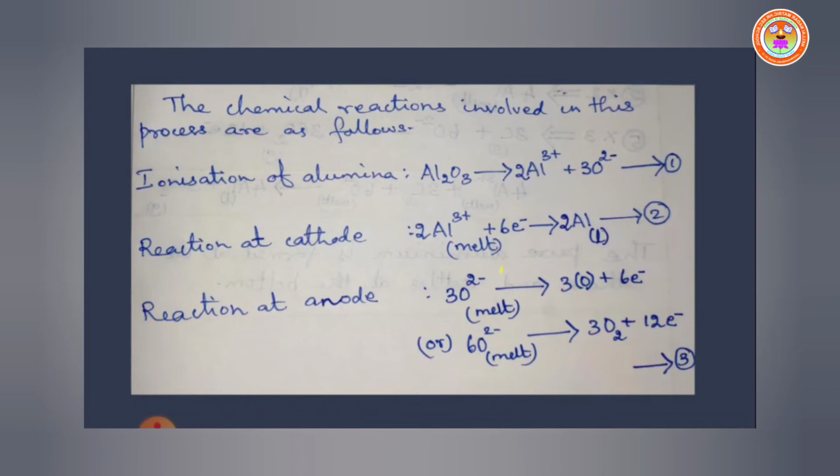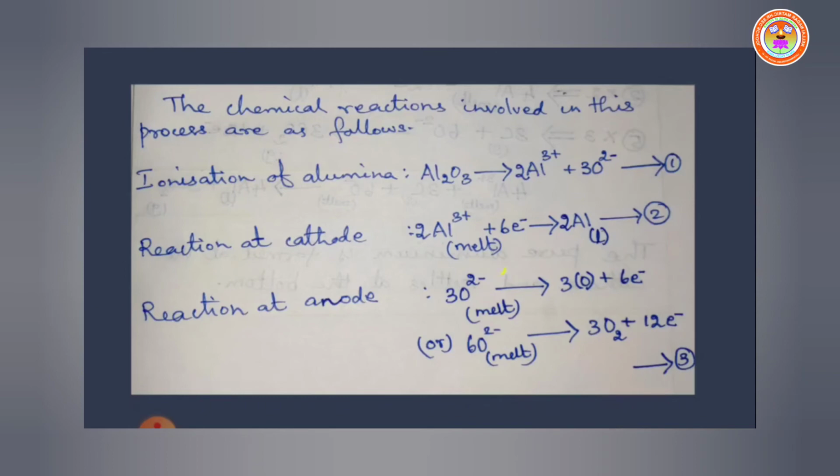According to the balanced ionization equation of alumina, two Al3+ ions are formed. So write the cathodic reaction for the two Al3+ ions. At the cathode, the aluminium ion is undergoing reduction. Reduction follows gain of electron, and reduced to aluminium metal. So here the Al3+ ions gain 6 electrons and are reduced to aluminium metal.